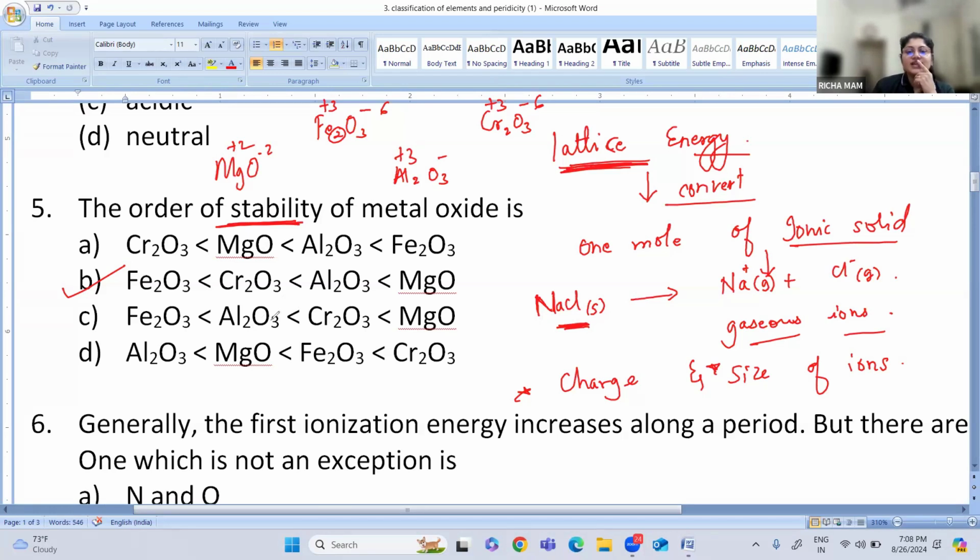So when we see the charge and size, the order of stability is option B. So here it depends on lattice energy, and lattice energy depends on the charge and size of the ions. So option number B is the answer.